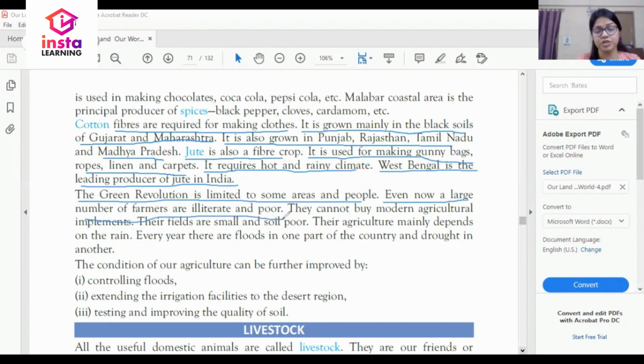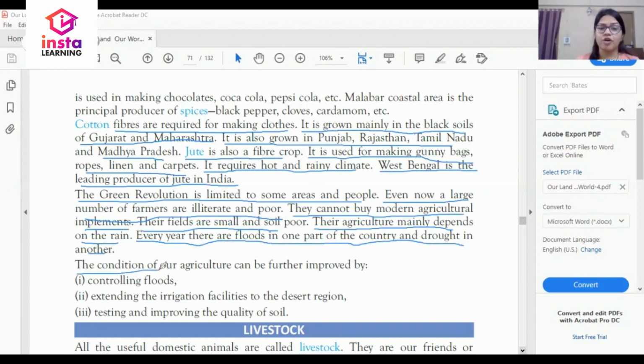जो ग्रीन रेवोल्यूशन है वो बहुत ही लिमिटेड है कुछ एरिया में और कुछ लोगों के लिए, जिसकी वजह से आज भी फार्मर्स पढ़े लिखे तो हैं लेकिन गरीब हैं. They cannot buy modern agriculture implements. Their fields are small and soil poor. Their agriculture mainly depends on the rain. Every year there are floods in one part of the country and drought in another.